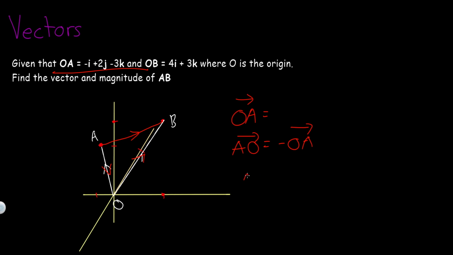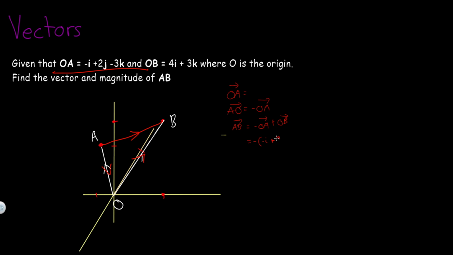So AB is equal to negative OA plus OB. Negative OA is i minus 2j plus 3k, plus OB. Our OB is 4i plus 3k. So we will get i minus 2j plus 3k plus 4i plus 3k. So for our final answer, we will get 5i minus 2j plus 6k. So this will be our answer.